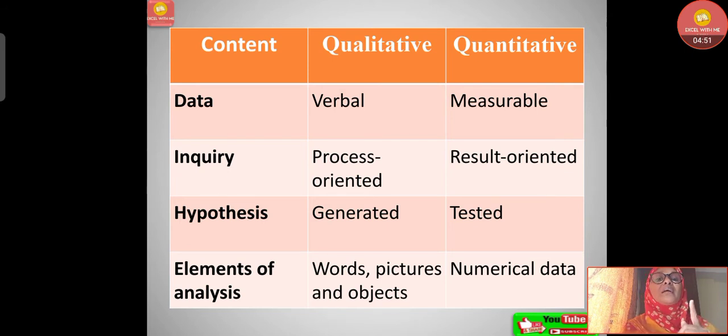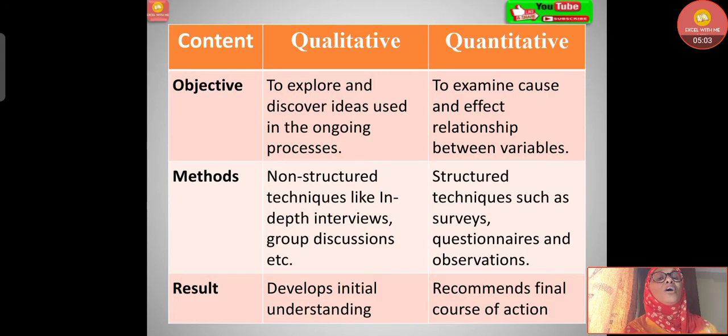Now the elements of analysis: words, pictures and objects, everything comes under qualitative research. Quantitative, obviously, is numerical data. Now, what is the objective here? For qualitative research, it is to explore and discover ideas used in the ongoing process. Whatever process is ongoing, to explore, to know more about it, that is exploratory, theory development is done here. That is the objective of qualitative research.